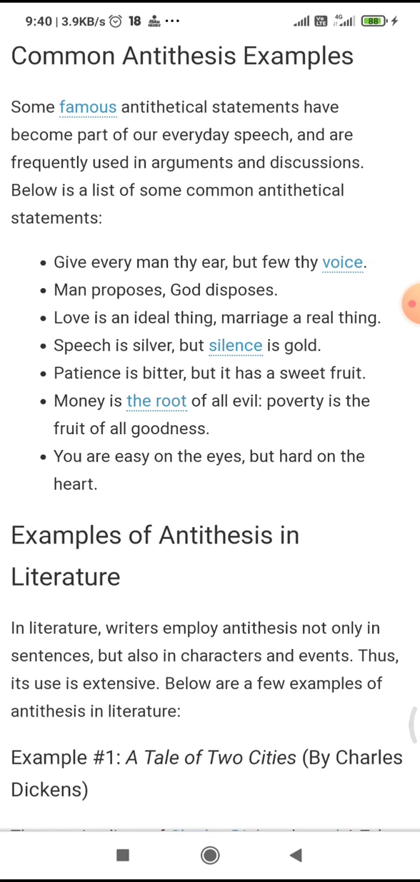So now there are examples from literature of antithesis. In literature, writers employ antithesis not only in sentences but also in characters and events. Thus, its use is extensive. Below are examples of antithesis in literature. The first example is from A Tale of Two Cities, written by Charles Dickens.